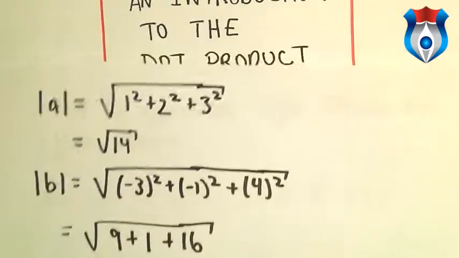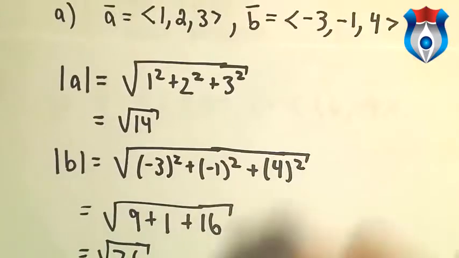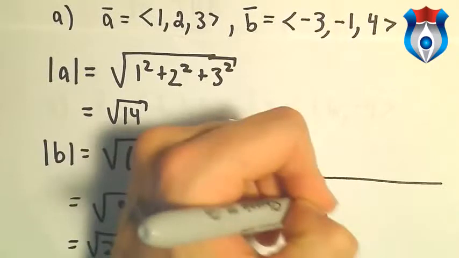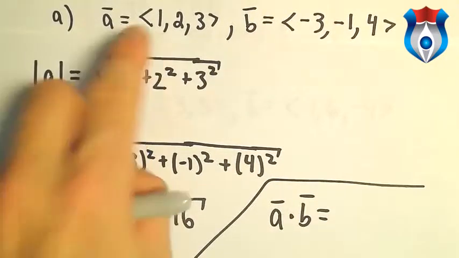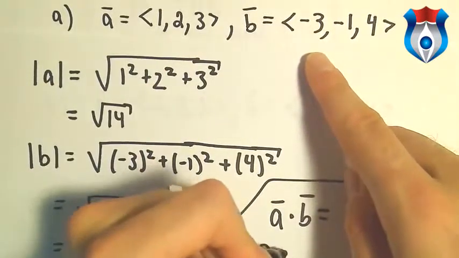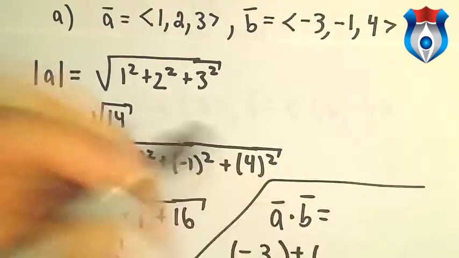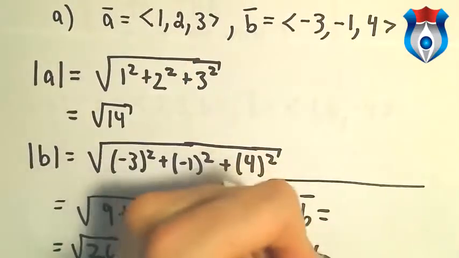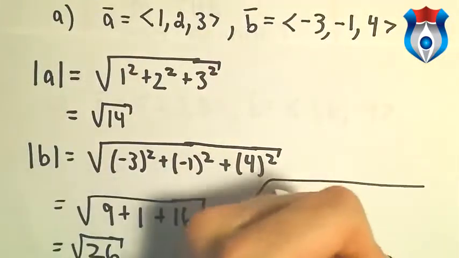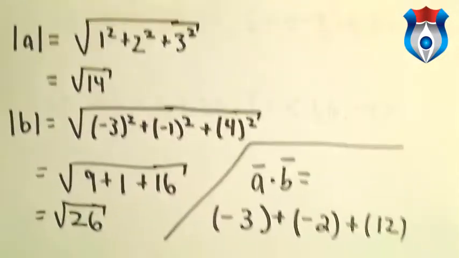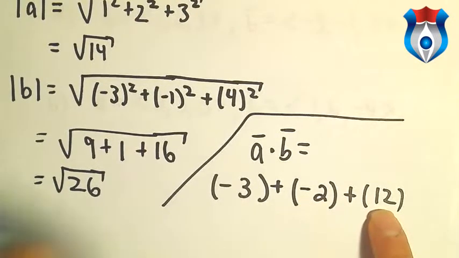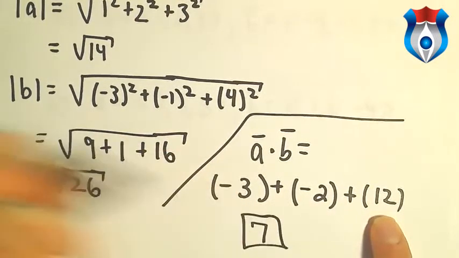Now we also have to figure out the dot product, A dot B. So to do the dot product, recall we just multiply respective components. So we'll get 1 times negative 3, which is going to be negative 3, plus we'll do 2 times negative 1, which is going to be negative 2, plus, and then we'll multiply 3 times 4, which is going to be 12. So negative 3 plus negative 2 is negative 5. Negative 5 plus 12 is going to give us positive 7.